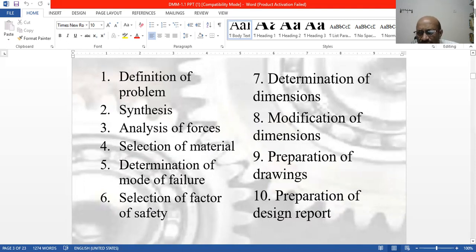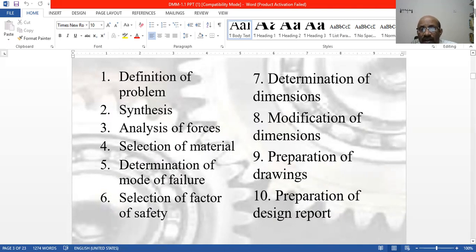So if it is required to change the big end bearing and small end bearing, those two bearings, then we have to modify the dimensions, that means the geometry. We have to change the geometry by modifying the dimensions. Finally, for manufacturing, the worker wants the preparation of drawings.